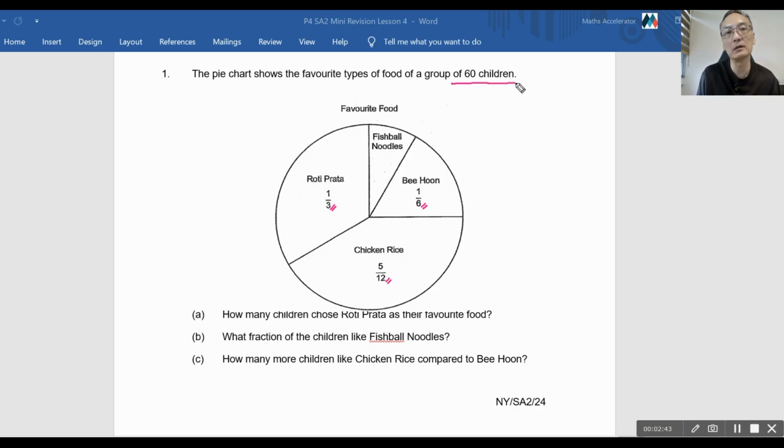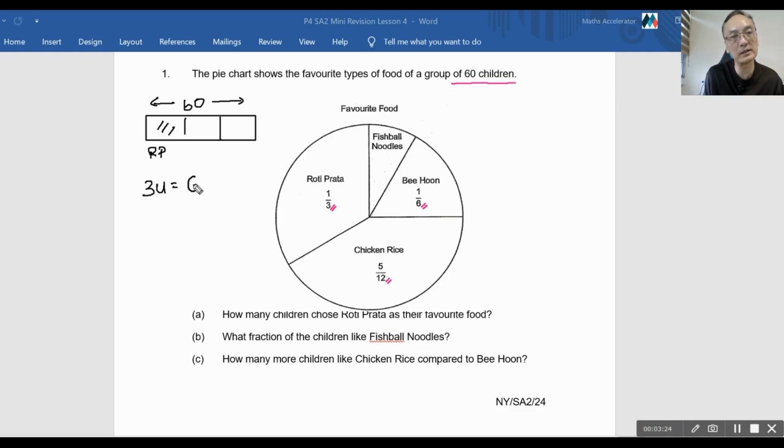We have 60 children in total. So using this information, we know that roti prata is 1/3 and the total is 60. So we can visualize this by using a model here where we can divide into 3 parts. The total is 60 and the roti prata, let's use RP, is over here. So how do we find this? From here we can understand easily that 3 units is 60. So let's write here 3 units is equals to 60.